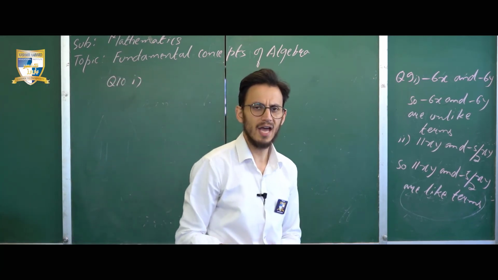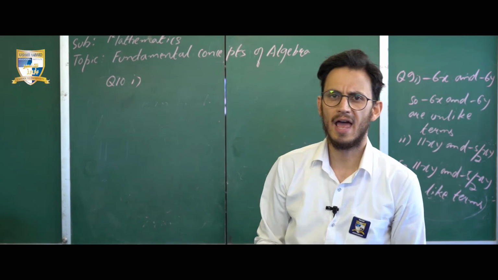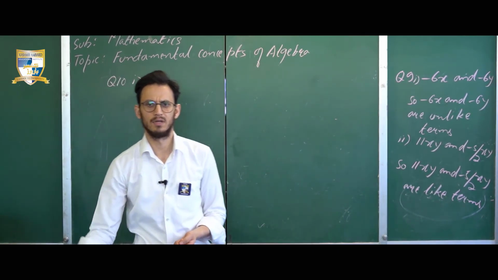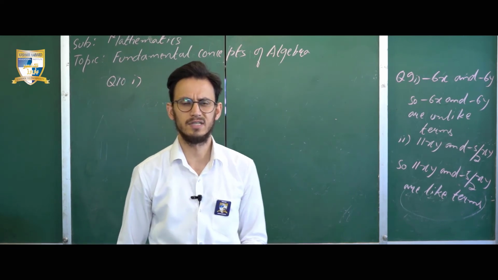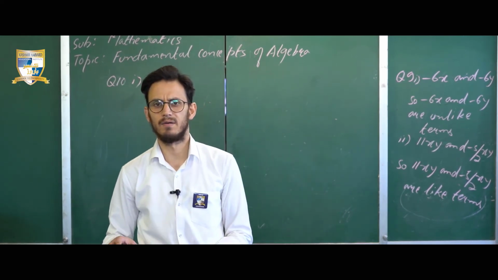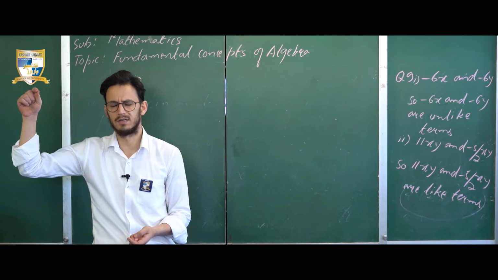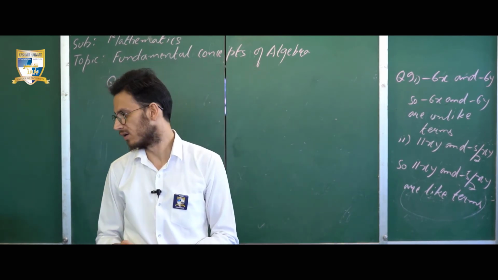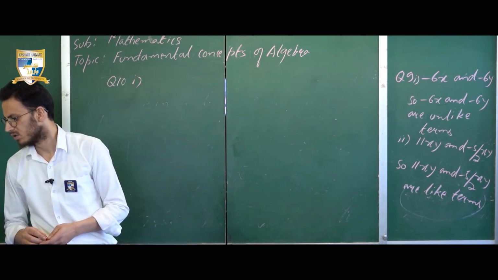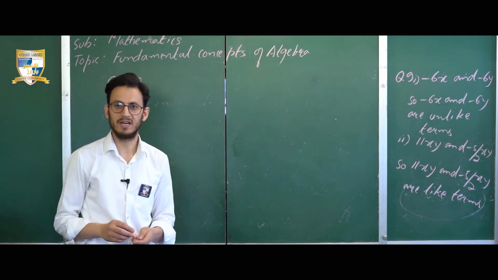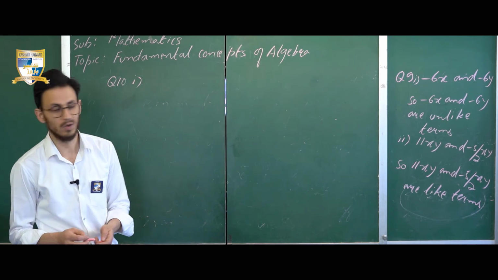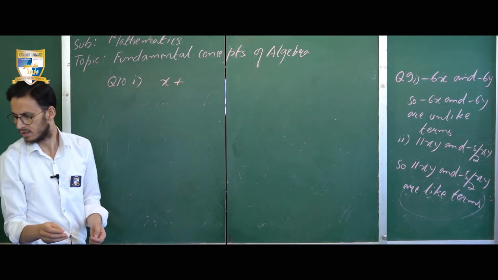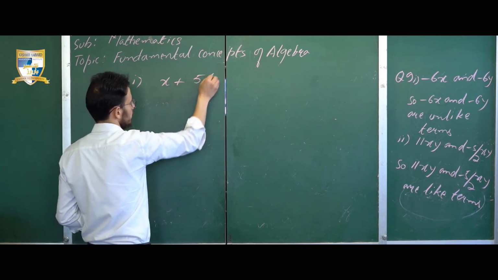Degree means when we have the expression having the highest exponent, like we have 5 or we have 6, the highest variable having the exponent equivalent to highest degree. So that is called the degree of the polynomial. So in the question it is saying that first we have to identify whether the expression is a polynomial or not. So first one is x plus 5 upon x.